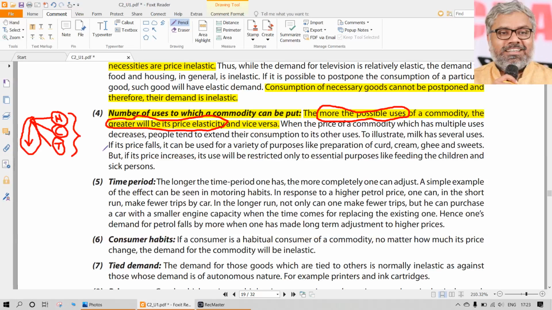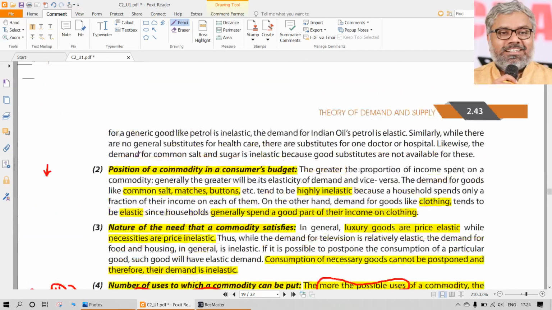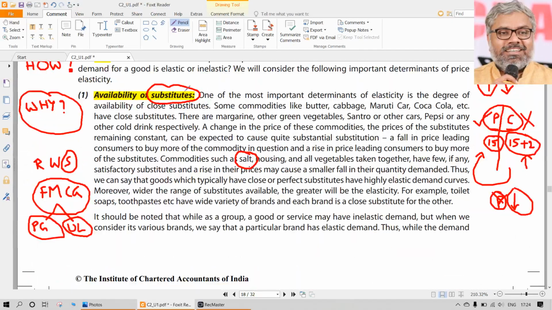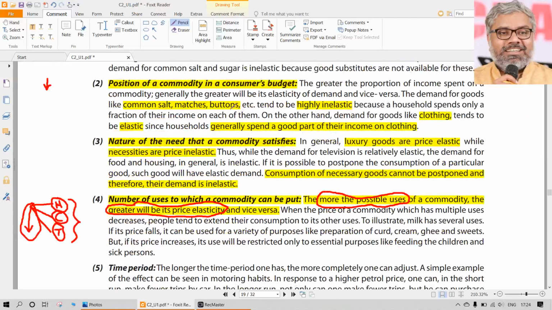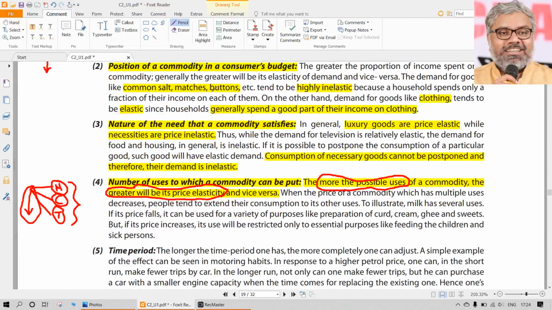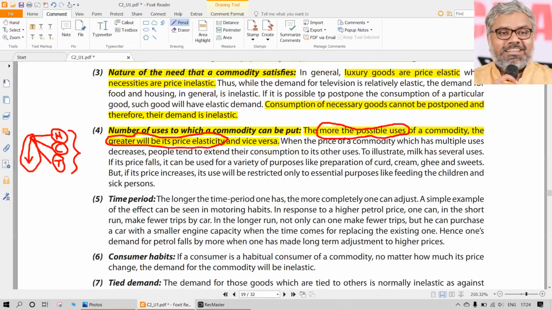Other than cooking, what could be the other use for salt in general? Not much. It is very limited in its usage. So once again, the price elasticity of salt will be very low. Salt is a classic example here. All of the purposes almost match: it has no close substitute, and because of that, price elasticity will be very low. Second, the position of salt in a consumer's budget is very low, which is also why it is highly inelastic. Of course, the nature of the need that the commodity satisfies is also a necessity. Salt is a necessity.